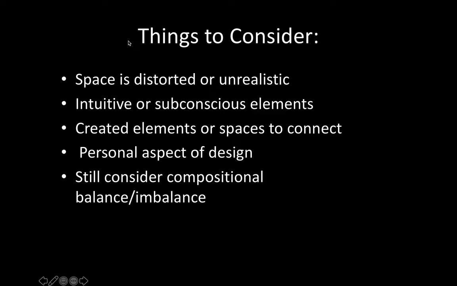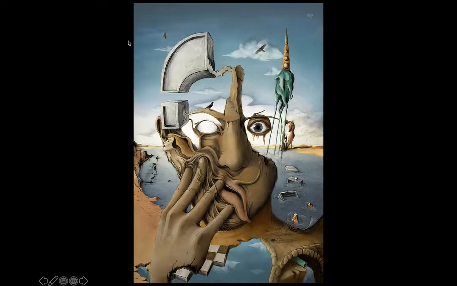Other things to look for is that there were a lot of created elements to connect things. The personal aspect of the design, so that goes back to intuitive or subconscious. That's something to keep in mind as you're going through and looking at the images. And you still want to consider compositional balance or imbalance, harmony within the painting, and keeping a good composition. So don't just let everything become a big mess in there. You really want to keep in mind some of the ideas of design that we've talked about.